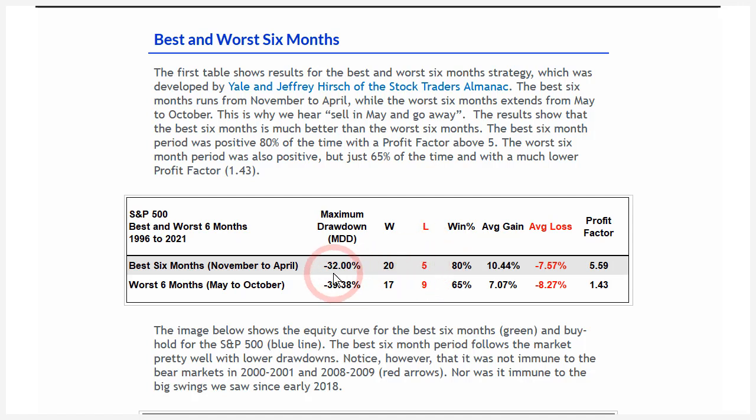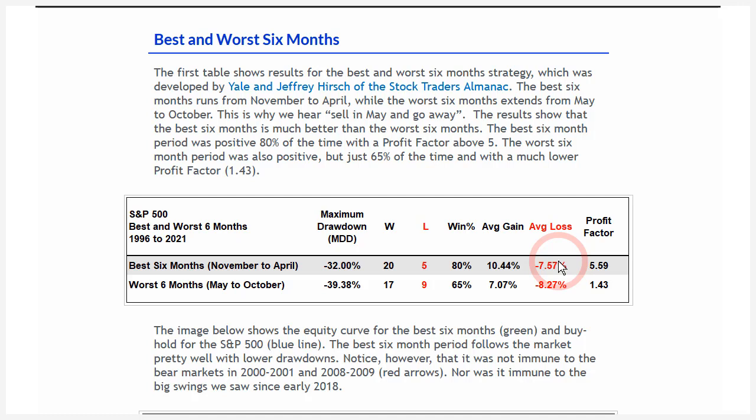Well, you would have a maximum drawdown of 32% if you bought the S&P 500, 20 wins and 5 losses, an 80% win rate, an average gain of 10.5%. The average loss was still pretty big, but there were only 5 of them. And you got a profit factor of 5.59. That's huge. And so profit factor is the total dollars from the gains divided by the total dollars from the losses.